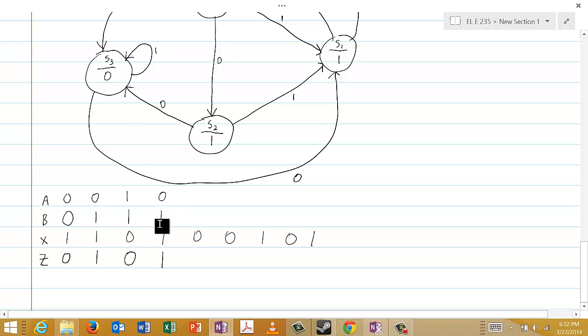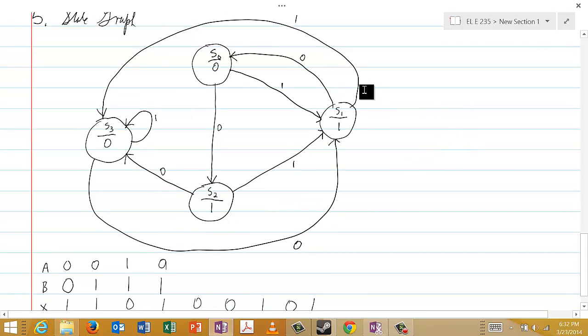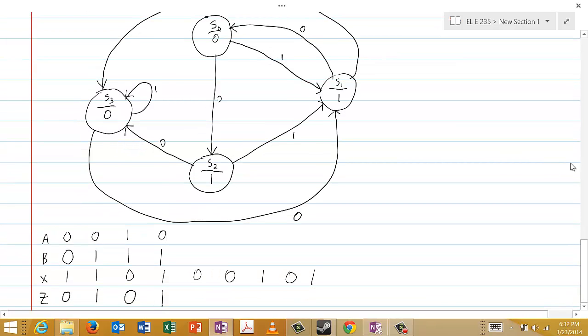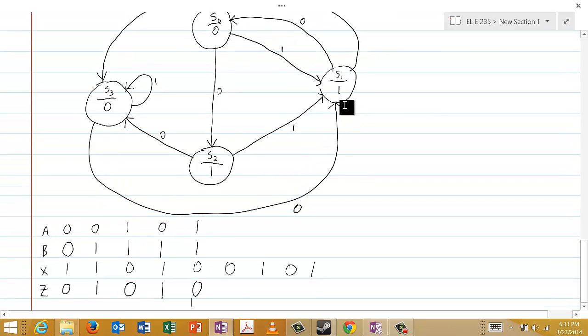Now, if we're in S1 and we have an input of 1, S1 and an input of 1 takes us back to S3. So that's 1, 1. And in S3, the output is always 0. So we put a 0 down there. And now let's go to the next one. We're in S3, 1, 1. We have an input of 0. So we go back to S1, which is 0, 1. In S1, the output is always 1.